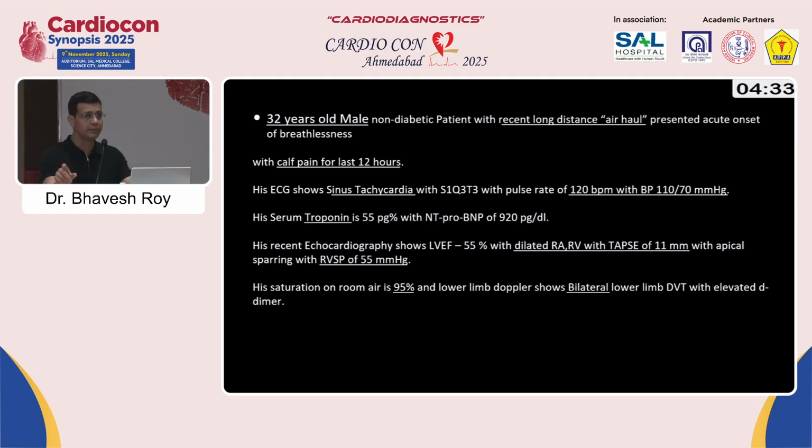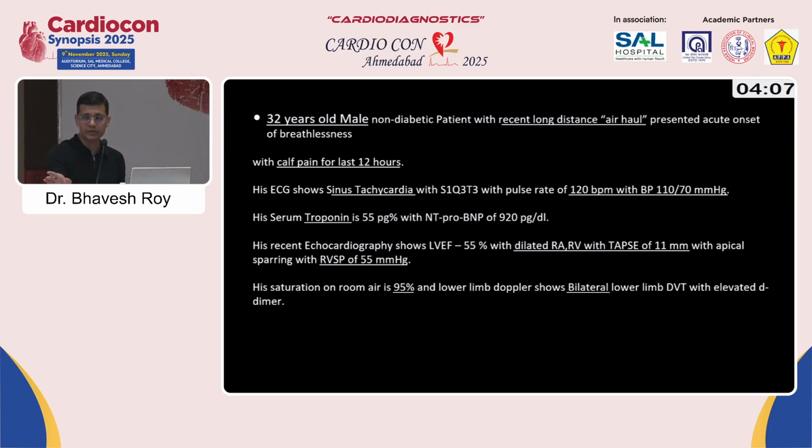A 32-year-old male, a very young patient. Number one, he had a recent long distance flight. He had calf pain for 12 hours, so it has probably been going on for many days. His ECG shows sinus tachycardia, 120 per minute, troponin is positive, RVSP is 55. I would like to tell one pearl: if a patient is generating RVSP 55, it is very likely that it is acute or chronic pulmonary embolism also.